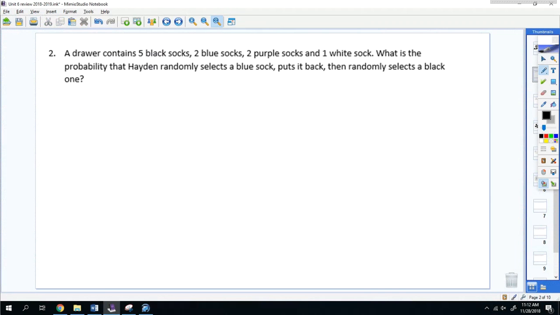A drawer contains 5 black socks, 2 blue socks, 2 purple socks, and 1 white sock. What's the probability of Hayden randomly selecting a blue sock, putting it back, and then randomly selecting a black sock? Okay, so we have 5 plus 2 plus 2 plus 1, which equals 10 socks. So my probability of getting a blue sock is 2 out of 10. I put it back, so my total stays the same, and then probability of getting a black sock is 5 out of 10.